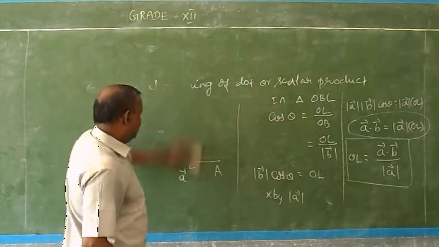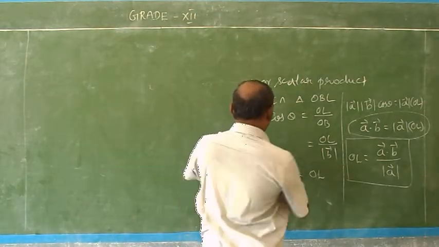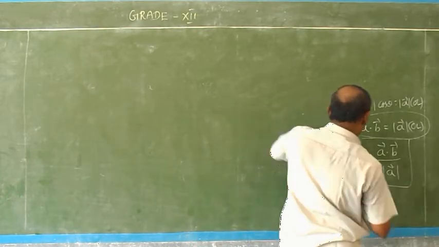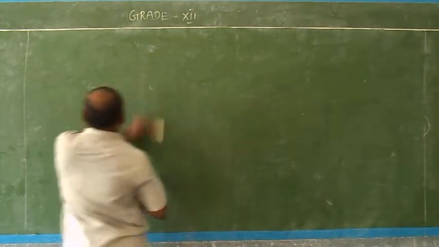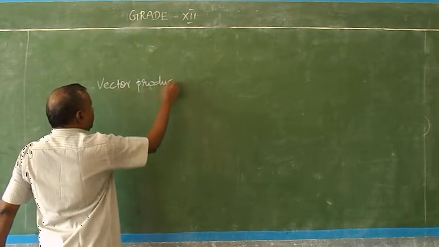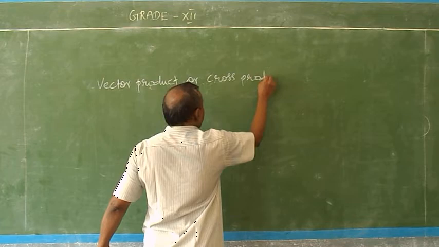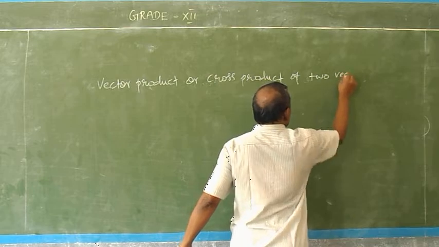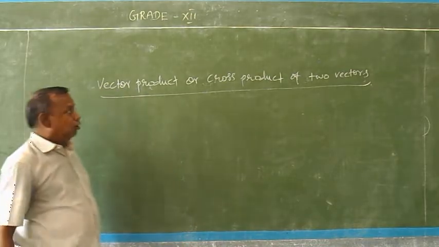Now, let us enter into cross product. Vector product or cross product of two vectors.